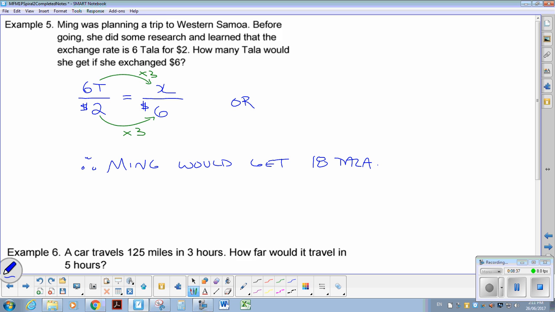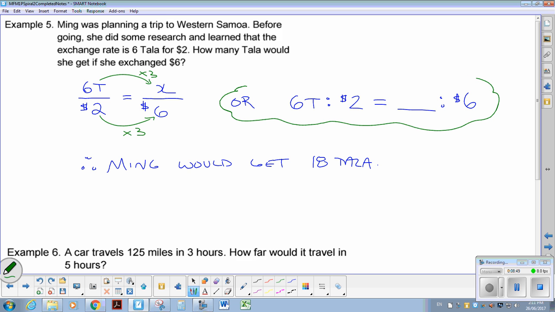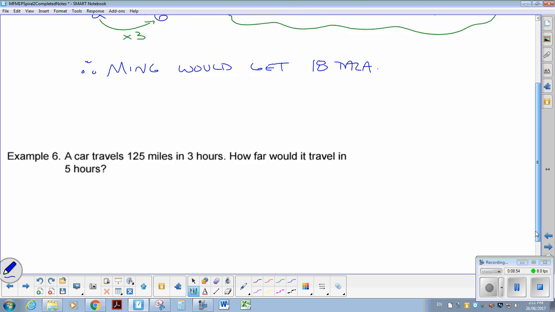Okay, so you can set up currency exchange as 2 equivalent ratios or fractions. I could have also set it up like this: 6 tala to $2 equals blank to $6. So it's whichever you're more comfortable with. Doesn't matter. They do the exact same thing. Exact same marks when it comes to evaluation.